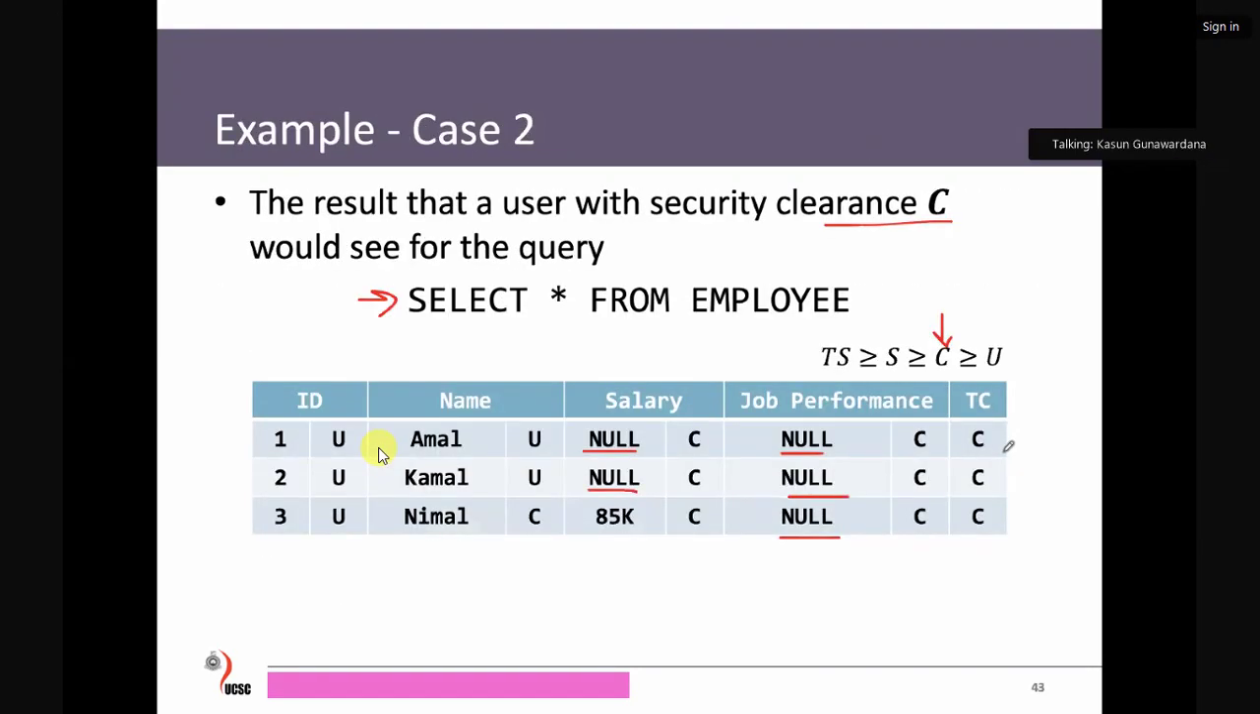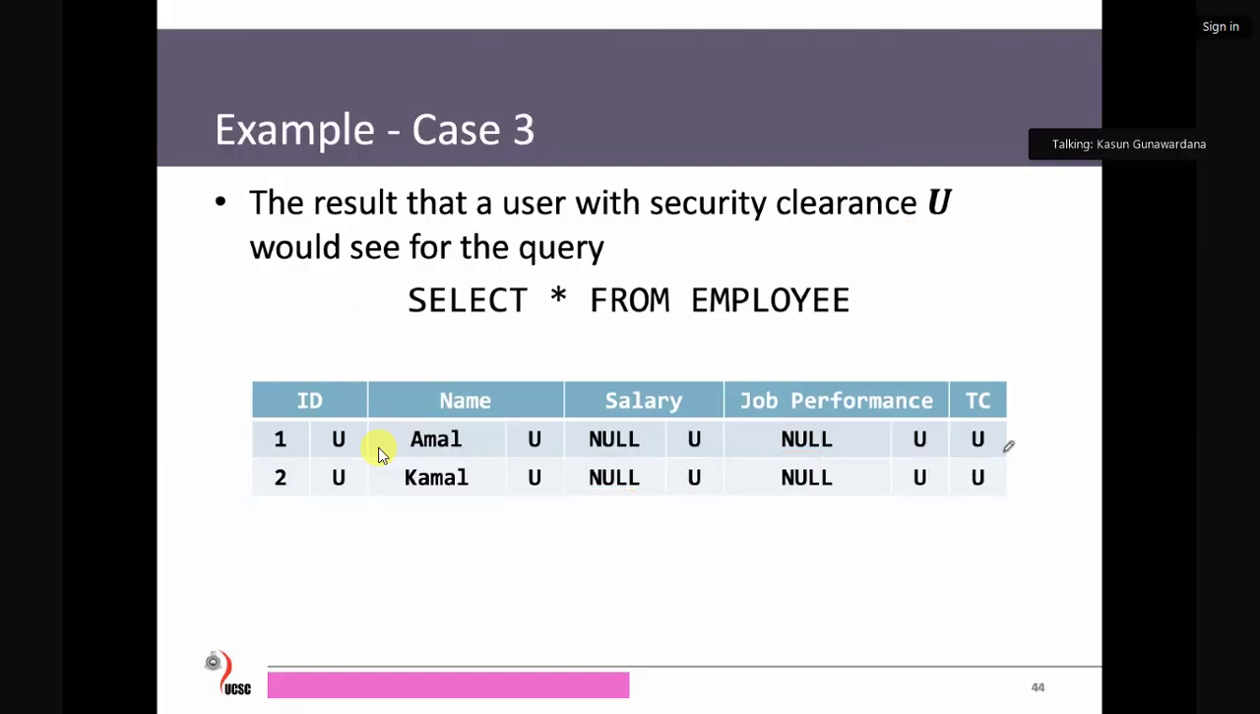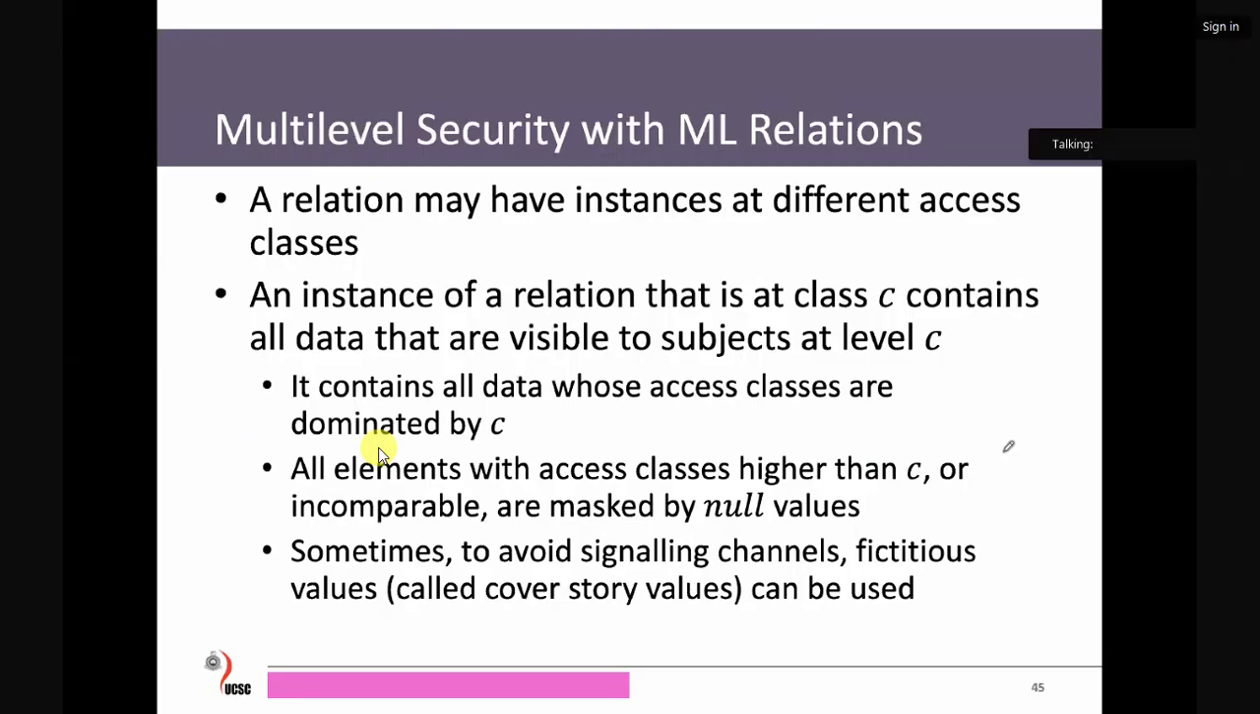So these are 3 instances of the same relation, right? This is the instance available for users with clearance S. This is for C. This is for U. 3 different instances. So a relation may have instances at different access classes. So we saw that a relation may have different instances.